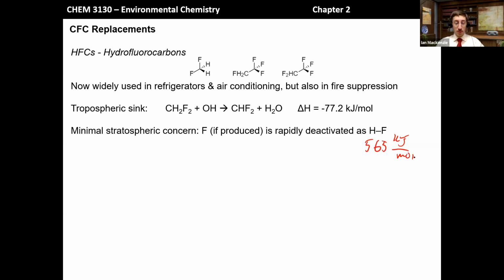Now, as we'll talk about in some of the later chapters, HFCs don't come without their disadvantages. They turn out to be fairly potent greenhouse gases, which makes them really not desirable, and they are regulated to some degree, but at least in terms of ozone destruction, they are much less of a concern, and these are primarily used in refrigeration nowadays.